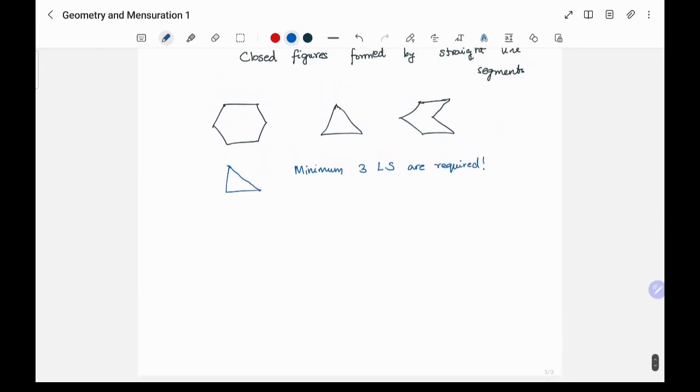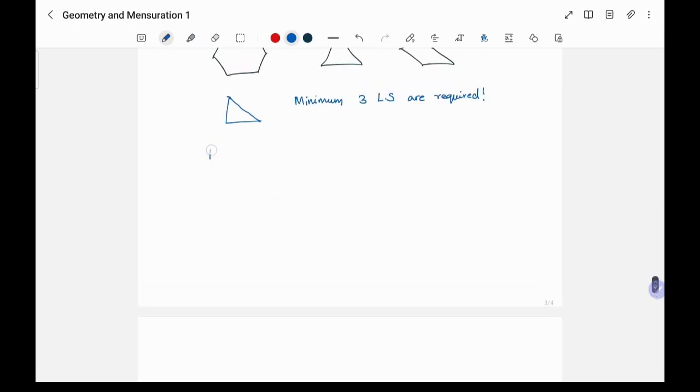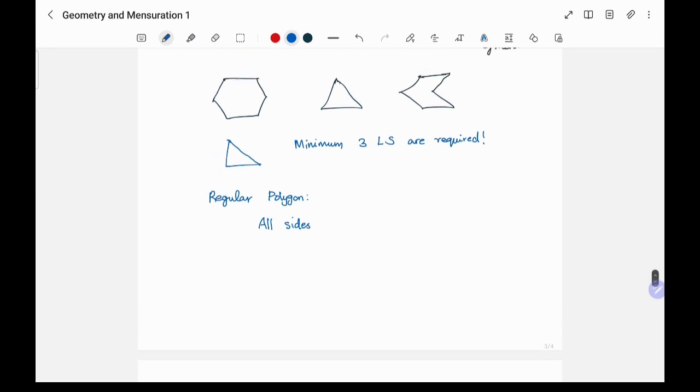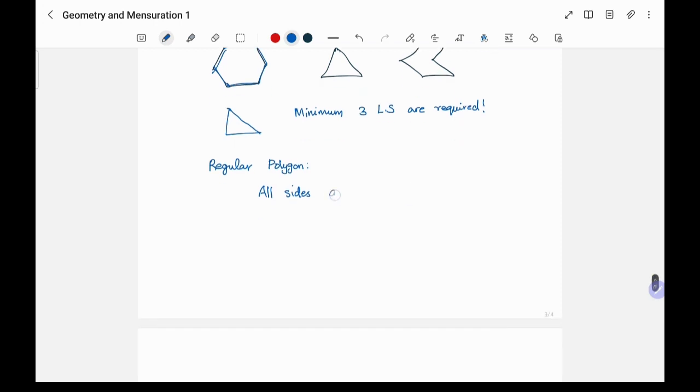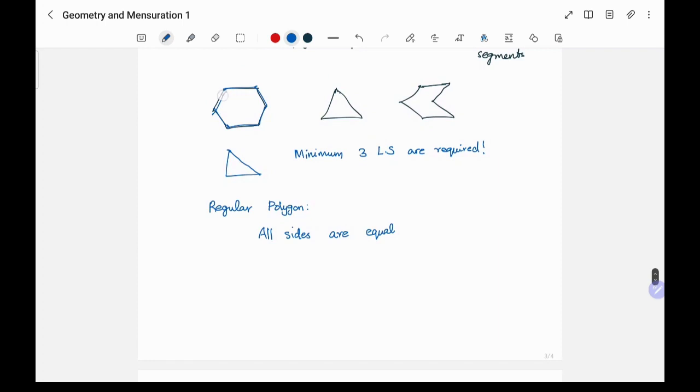Okay. So in polygons you have something called a regular polygon. So in a regular polygon all sides, side is nothing but each of these is called a side. Each line segment is called a side. All sides are equal and these are angles, angle 1, angle 2. These are called interior angles.